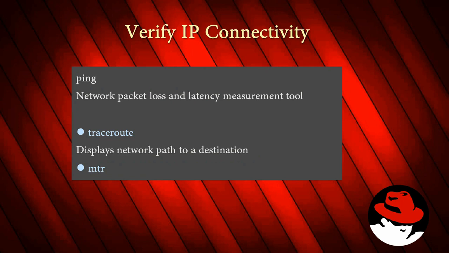A network packet loss and latency management tool could be used with traceroute. Traceroute allows you to monitor packet loss and latency, the latency of transferring the packet from source to destination, time latency, and other things. If you want to display the network path to a destination, you can use the MTR utility.